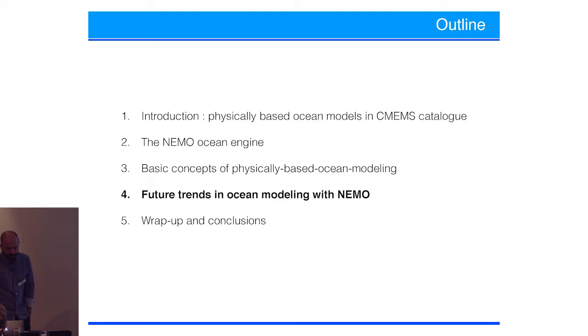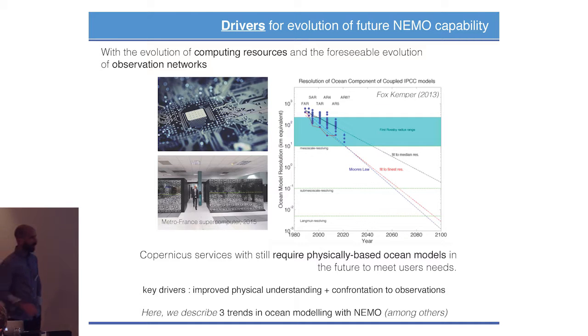So, future trends in ocean modeling with NEMO. I guess the key and obvious aspect from my perspective is that given the evolution of the computing resources and the evolution of the observing network that we can foresee over the next 10 years, it's clear that at least for Copernicus services, we will still need physically based ocean models in the future, just to meet the users' needs, because we need a resolution there that is not there in the actual observation network. So we will need those models. So we'll need to improve them.